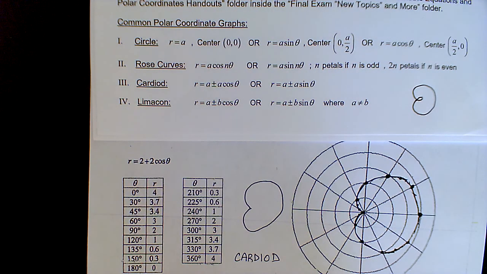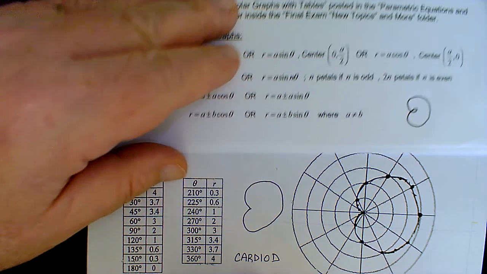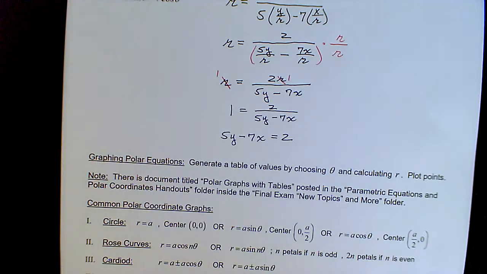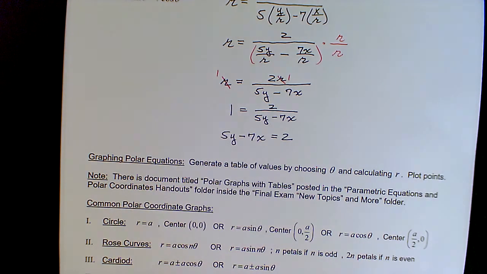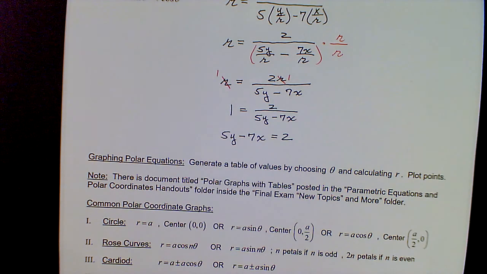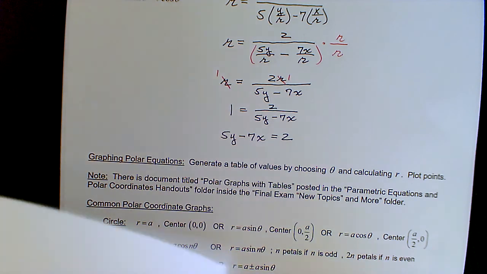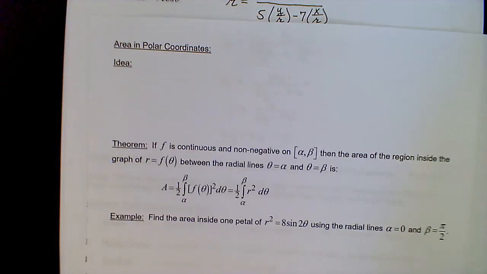Okay, and there are other graphs. There's spirals, but all of them have those special types of curvature. So we don't have to worry about the graphs. I'm going to give you the graphs when you need them. And the last thing we're going to do here is area. So we're going to do the calculus with polar coordinates, and we're going to look at area next.